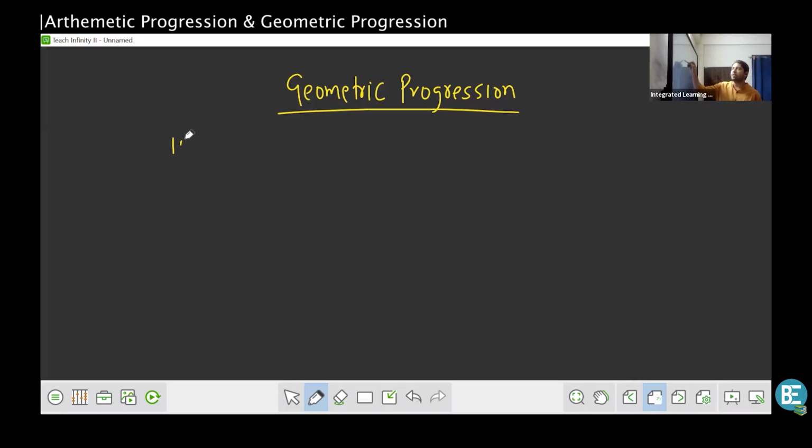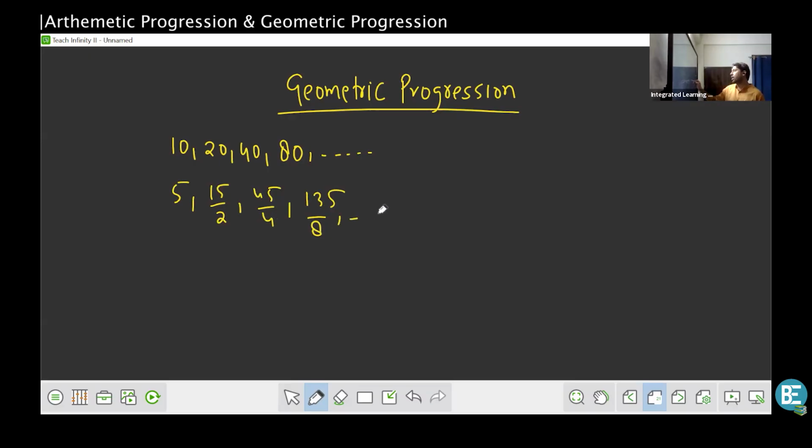For example, let's say 10, 20, 40, 80. This is a GP. If you take the ratio of any two terms, the later term to the previous one, we will find that ratio as 2. Let's say 5, 15 by 2, 45 by 4, 135 by 8. And if you check the ratios, you will again find this is a GP.